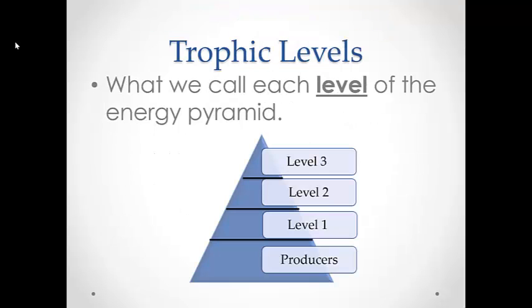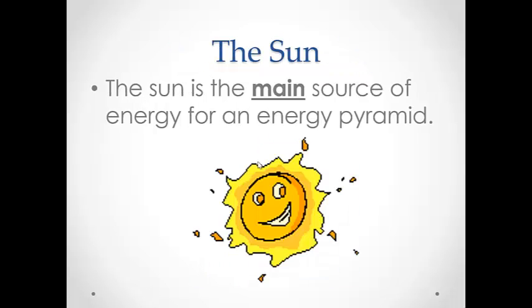Here's what I mean. There are such things as trophic levels. Now, a trophic level is each level of the energy pyramid. Producers are down at the bottom. The next trophic level is level 1. The one above that is level 2. And then finally, the top or tertiary, like you and I, are the level 3 trophic level. So each level is called a trophic level.